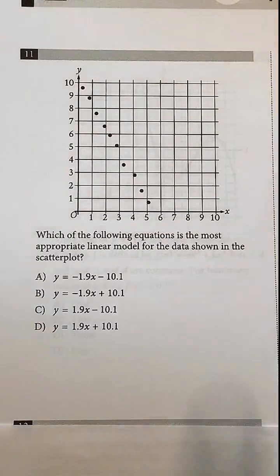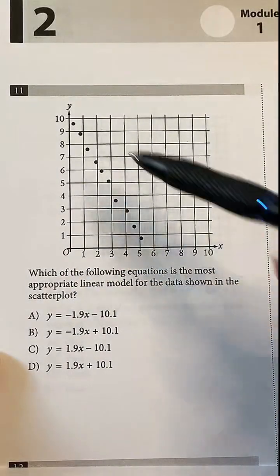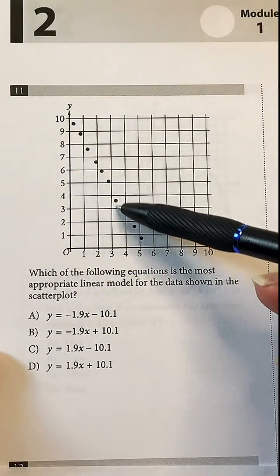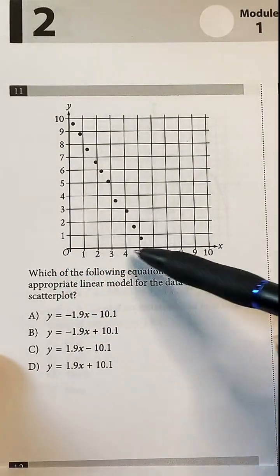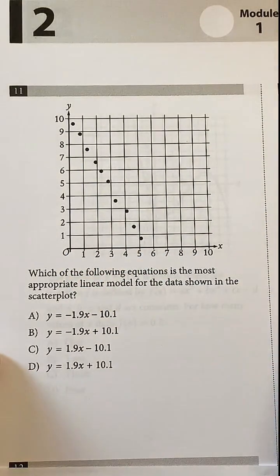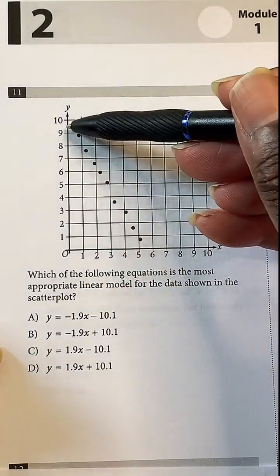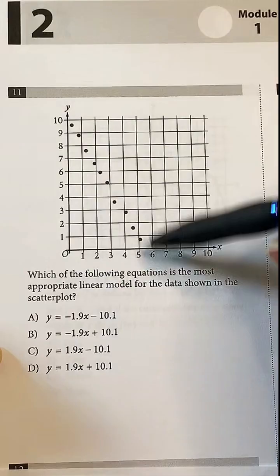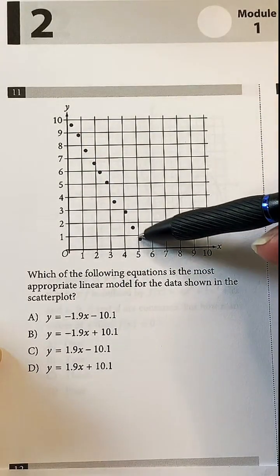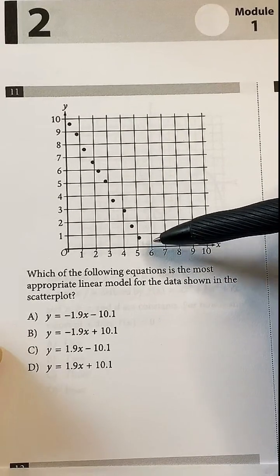So let's take a look at the graph itself. From left to right, what's happening to our graph? Okay, it's declining. Thank you, Ashley. It's going down. It's decreasing, not increasing, from left to right. As my X's are increasing, my Y's are decreasing. So that tells me I'm going to have a negative slope.